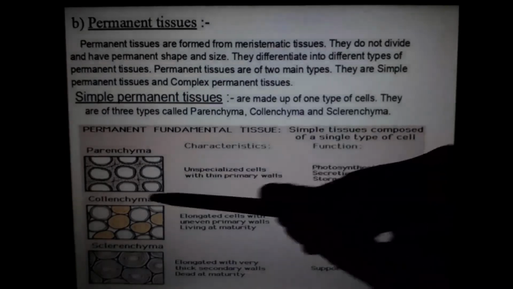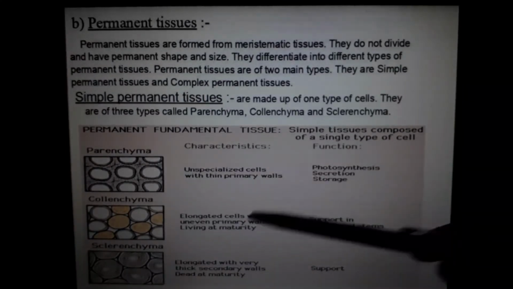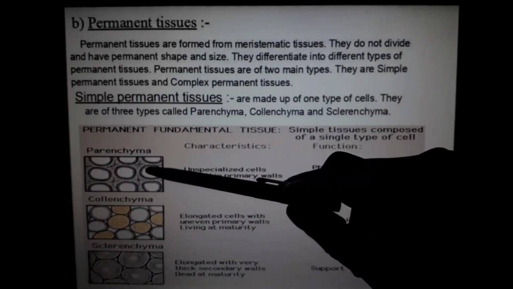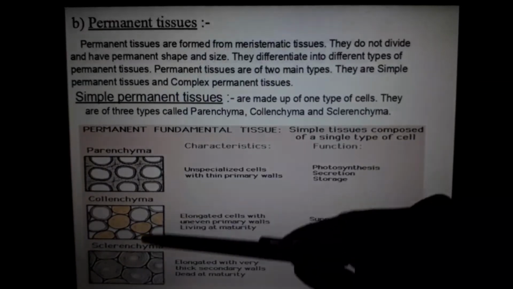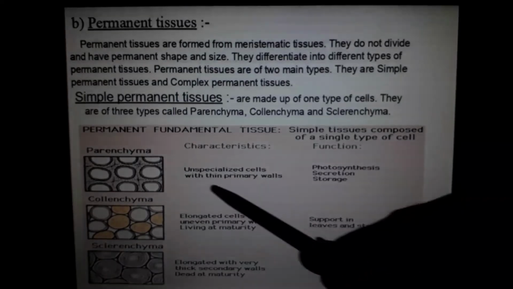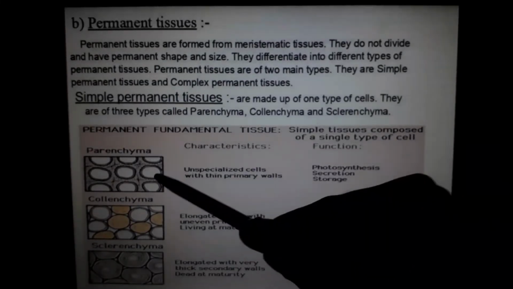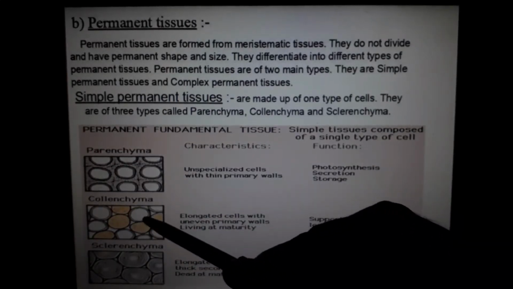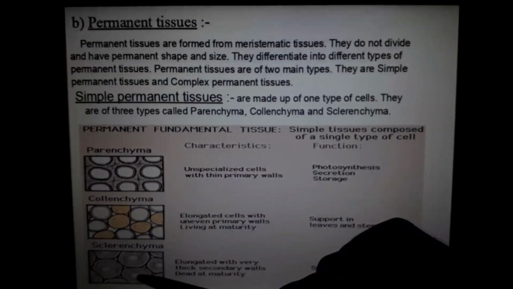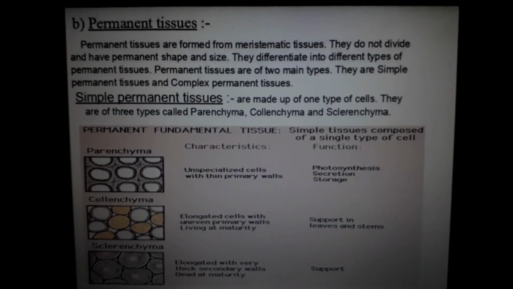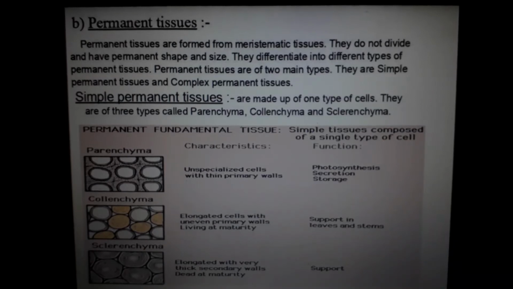See the difference between parenchyma, collenchyma and sclerenchyma. The gap between each cell is more in parenchyma, less in collenchyma and almost zero in sclerenchyma. They are unspecialized cells with thin primary walls. Very thin wall. But in this case, some are thin, some are thick. In the case of sclerenchyma, the wall is very, very thick because they are dead cells. Most of them are dead.